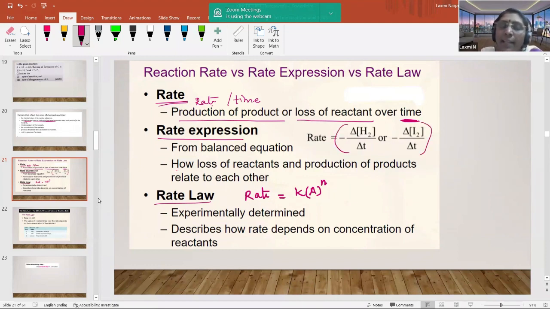In fact, when we go into the CBSE cases, even the differential form of the rate equation is also very, very important.